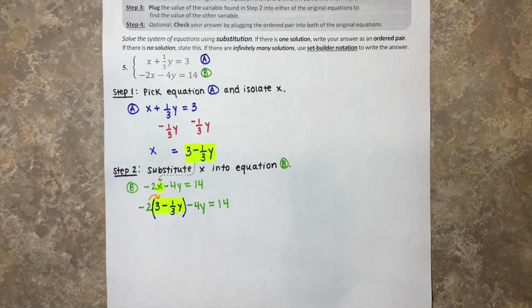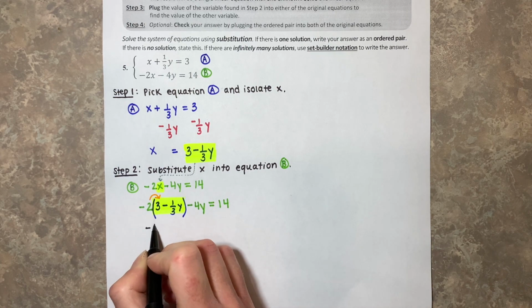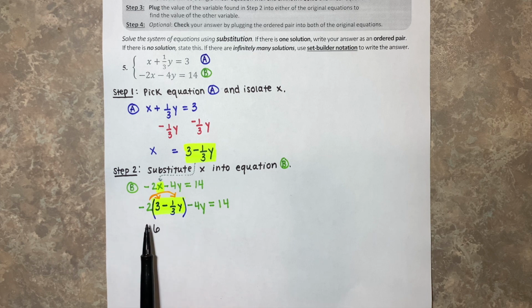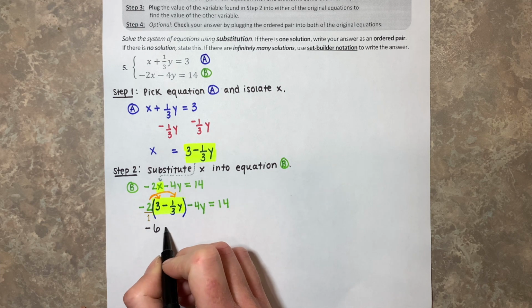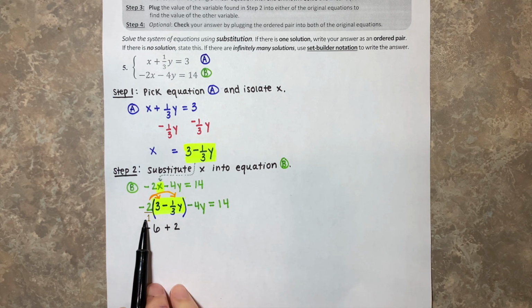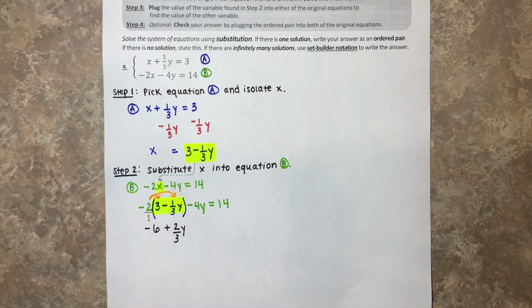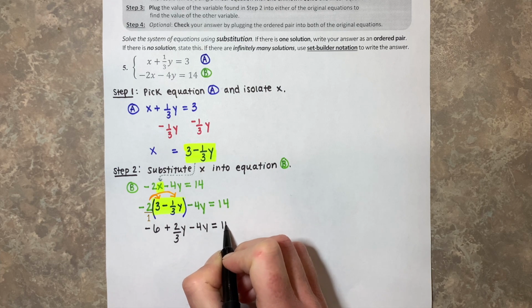To start, let's distribute that -2. -2 times 3 will give us -6, and -2 times -1/3 y, we could picture this -2 as -2 over 1. And when we multiply fractions, you just multiply the numerators. So -2 times -1 will give us a +2. And if we multiply the denominators, 1 times 3 will give us 3. And then we'll bring down the -4y, and the equals 14.